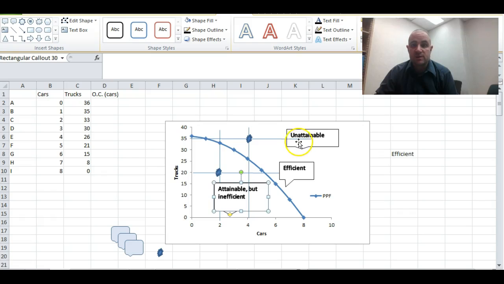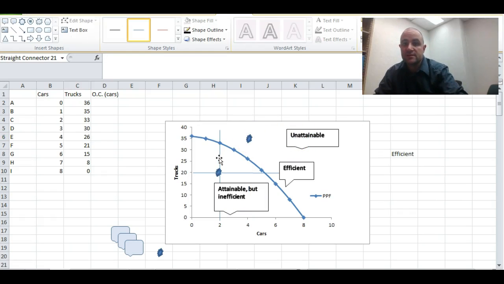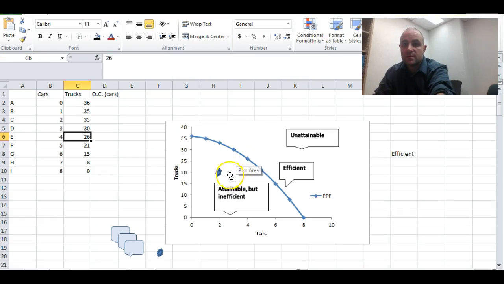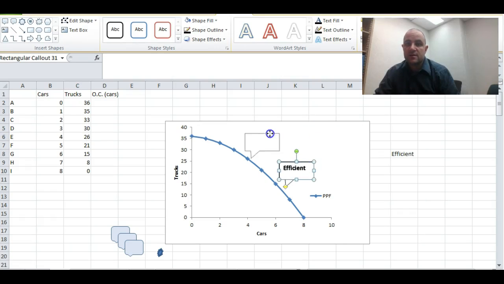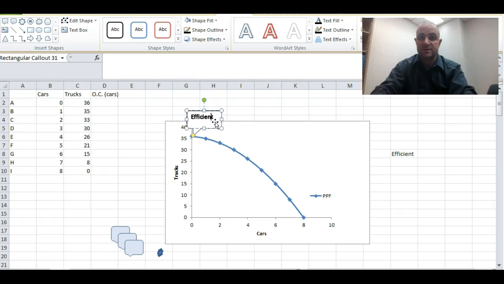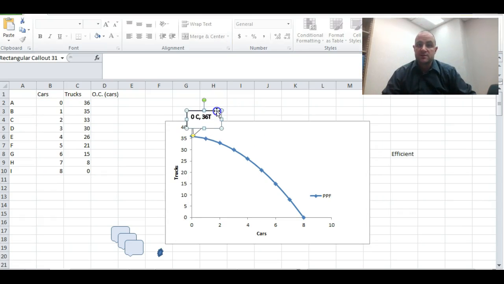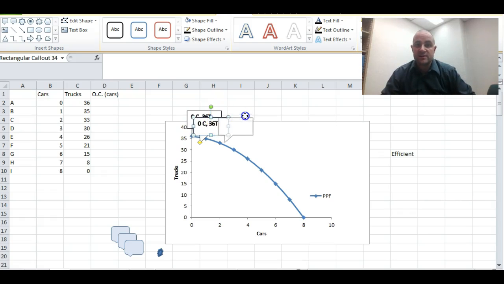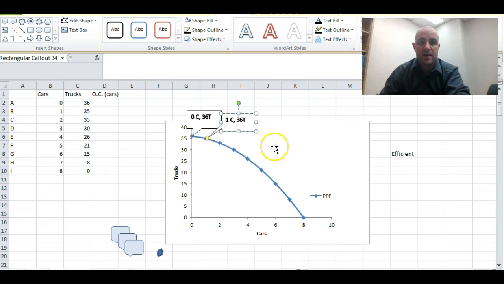So for example, let's go back to our example here. And let's get rid of some of these points here. So let's say that we are currently making at the point up here, which is A. All right. So our point A, which is 0 cars and 36 trucks. Okay. So let's go and look at the second point, which is going to be your point B, which is going to be 1 car and 35 trucks. All right, so let's look at this point here.